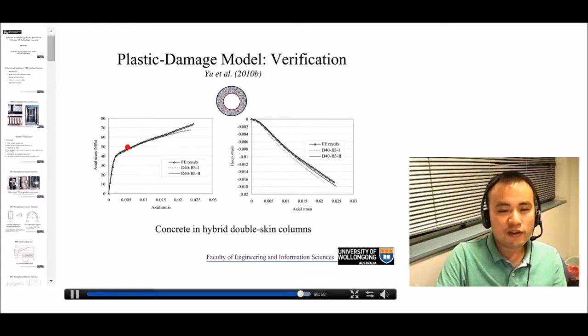And this is the performance of our model for concrete in this column. This is the so-called double skin column with an FRP tube outside and a steel tube inside. So you can imagine this annular concrete section is under different confining pressure from the outer FRP tube and inner steel tube, so that the confining pressure is non-uniform across the radius. For this kind of non-uniformly confined concrete, with all these modifications to the plastic damage model, we can now predict very well both the axial stress-strain curve and the lateral strain.